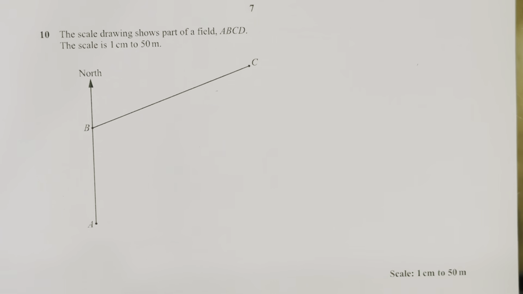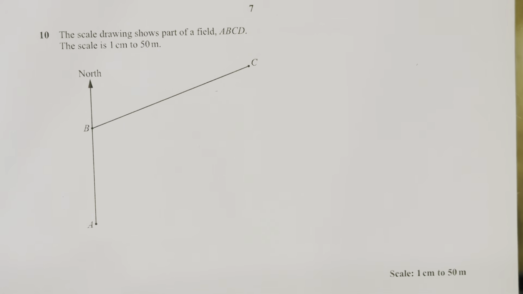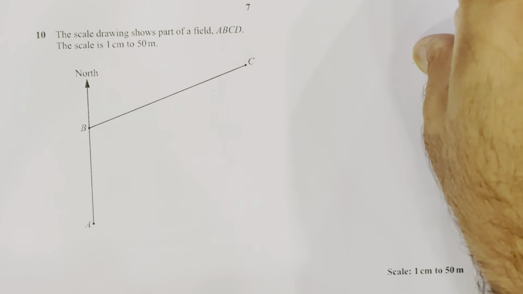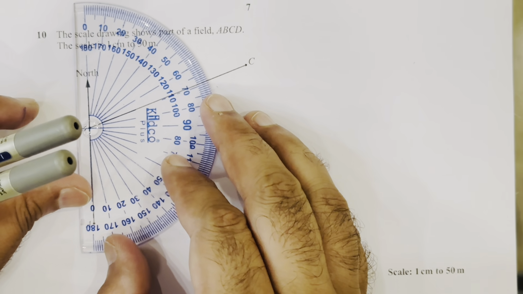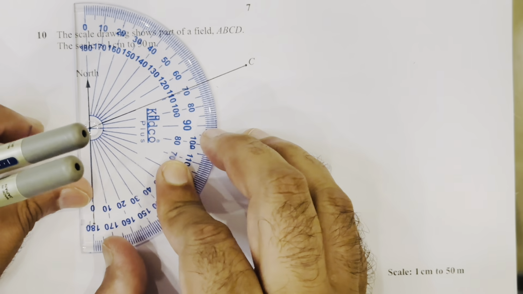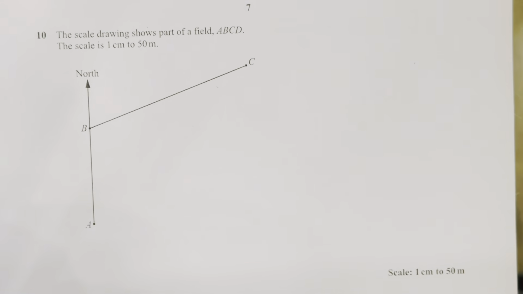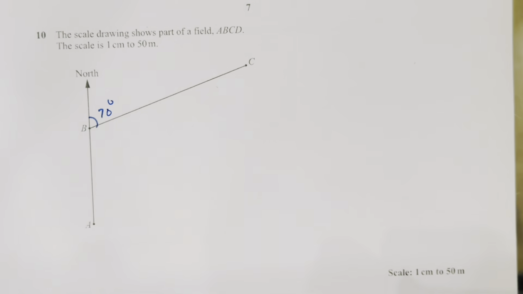The scale diagram shows a part of a field ABCD. The scale is 1 centimeter to 50 centimeter. Okay. Measure the bearing of C from B. First part is the bearing. We need to measure the bearing, so we're going to find the angle from over here. You can see that the angle is 69, or you can say 70.